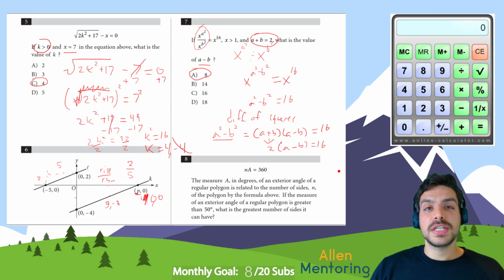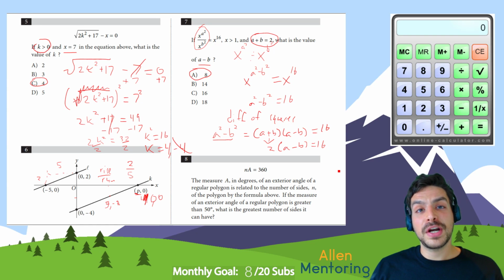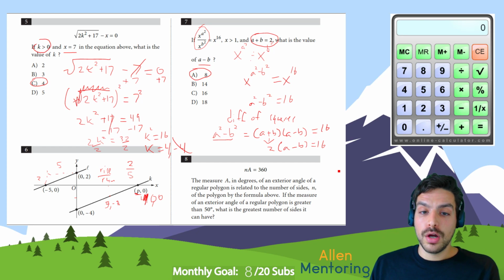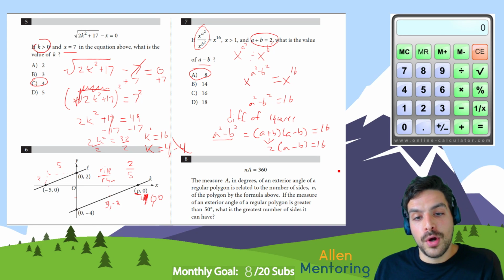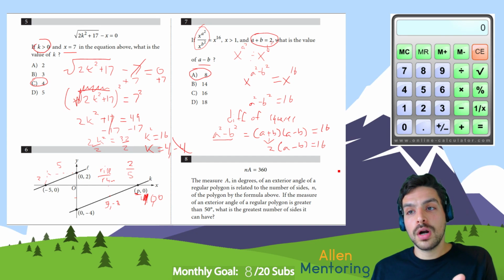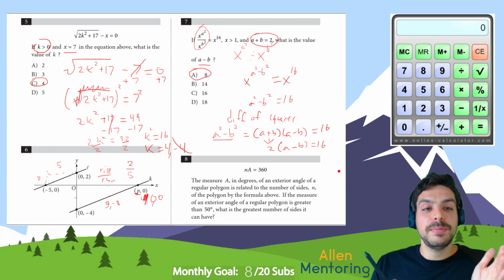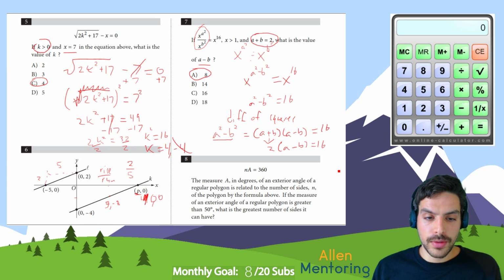So this is a perfect example of how you can solve for variables, or multiple variables, without knowing what each of them are. We don't know if a could be 10 and b is 2. We don't know if a is 12 and b is 4. All we know is that a minus b is equal to 8. So that's pretty powerful.